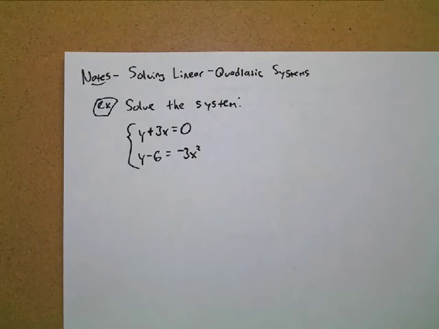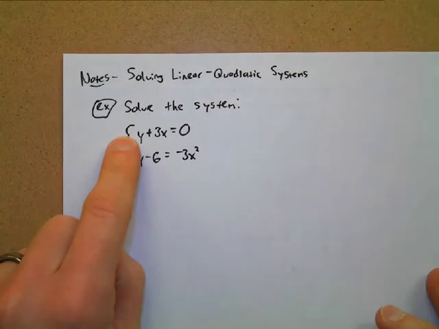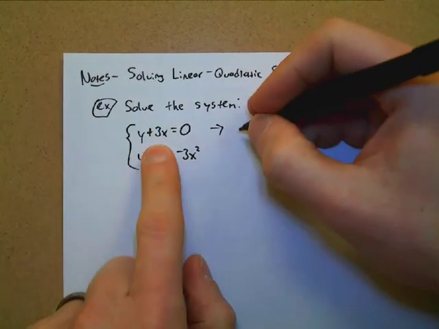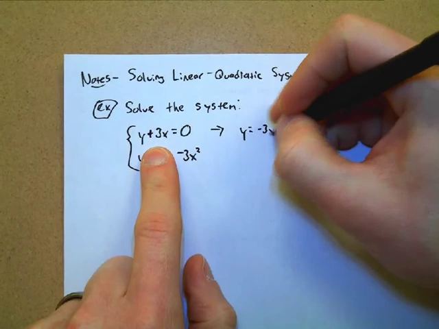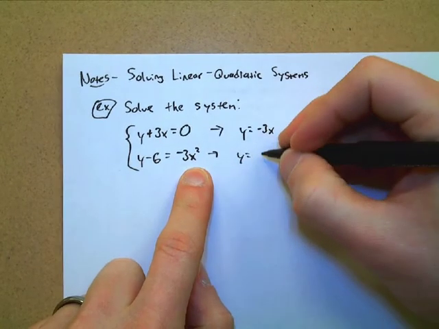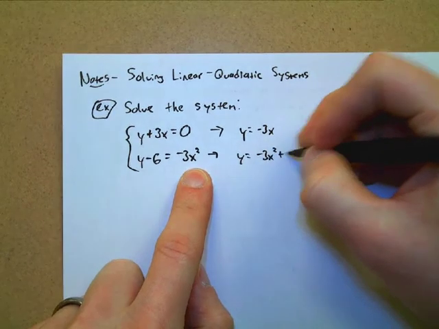Now, if you visualize a line and a parabola, and how those two things can interact. If we were to graph this, that would be one way that we could solve the system. You could solve the system by graphing. And in order to graph these, what do we need to do for both these equations? Yeah, we need to solve for y. So in the first case, we can solve and just get y equals negative 3x. And in the second case, we would just add the 6 over, so we'd have y equals negative 3x squared plus 6, and we could graph this.